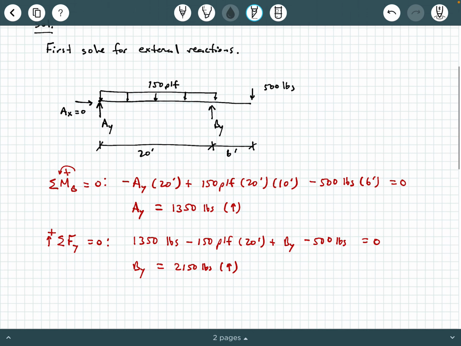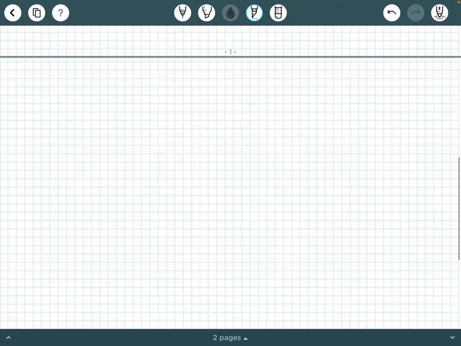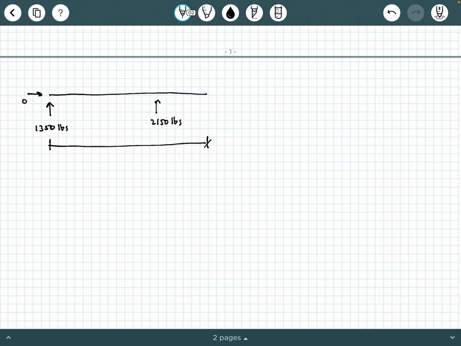So now let's get to the part where we're actually drawing the shear and moment diagrams. Whenever I use the graphical method to draw the shear and moment diagrams, what I like to do is first redraw the beam itself. So I'm going to do that here, and I'm going to go ahead and draw my reactions. We know that AX was 0, AY is 1,350 pounds, and then BY over here is 2,150 pounds. And then we have our dimension lines here. So that's 20 feet, 6 feet.